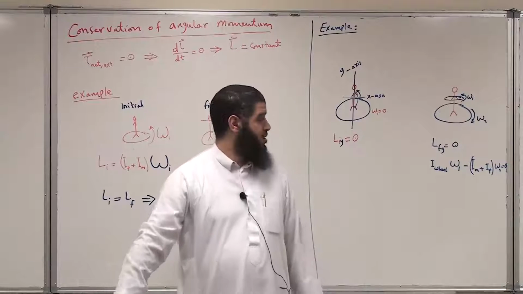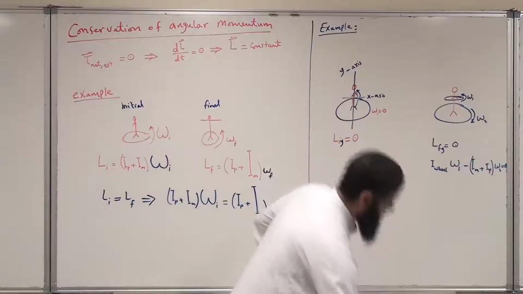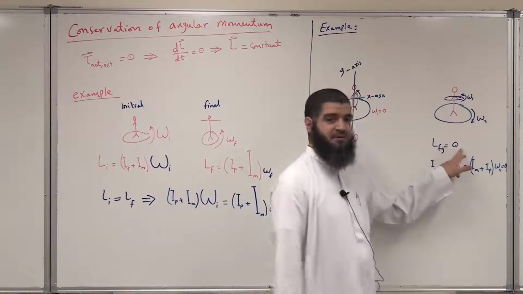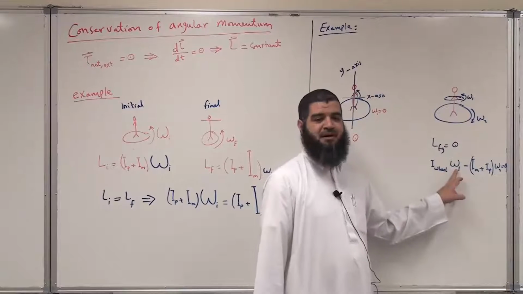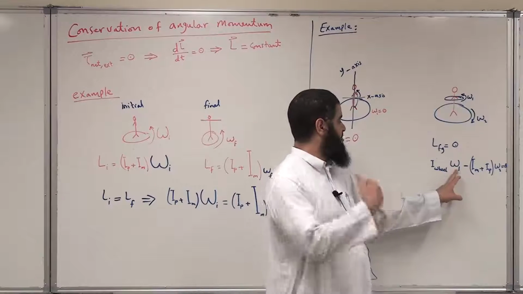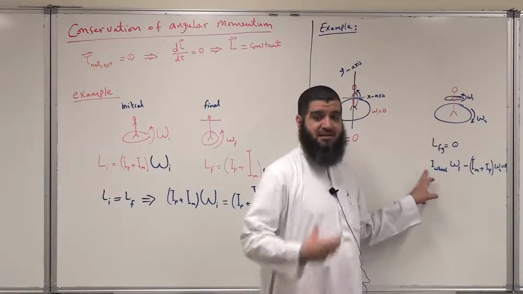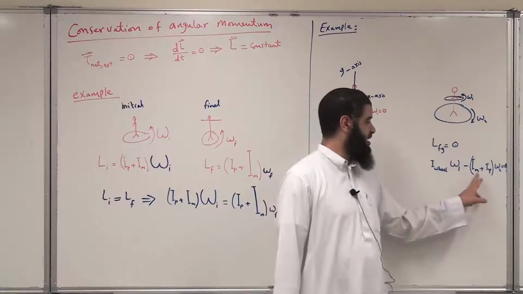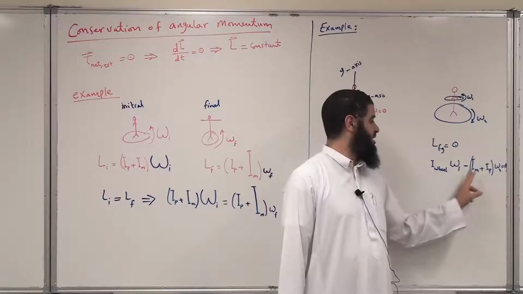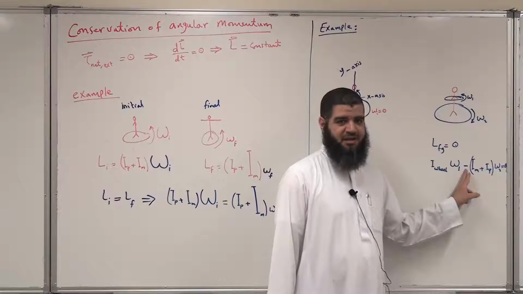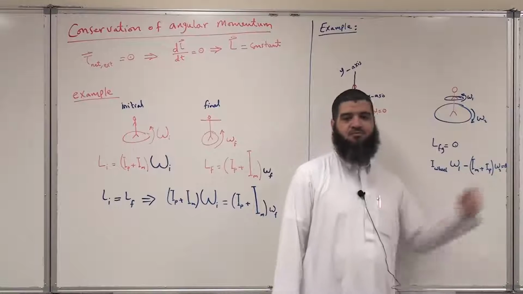rotate around the y-axis. So what will happen? I started with L initial y equals 0, so L final y should be 0. But I have I wheel multiplied by its omega, positive because it is rotating counterclockwise. As a result, to compensate for that, the man and the plate will rotate with omega 2, and omega 2 will be in the clockwise direction, such that the summation of these two angular momenta should be equal to 0.